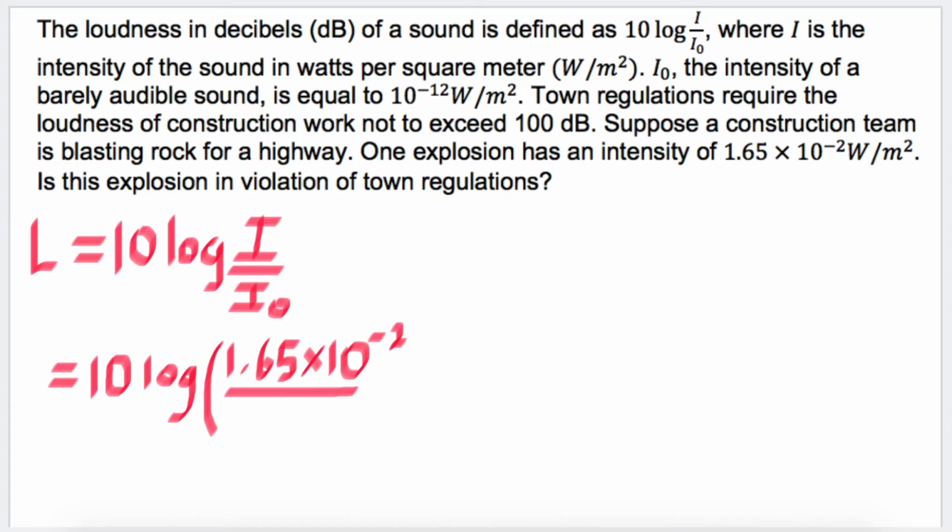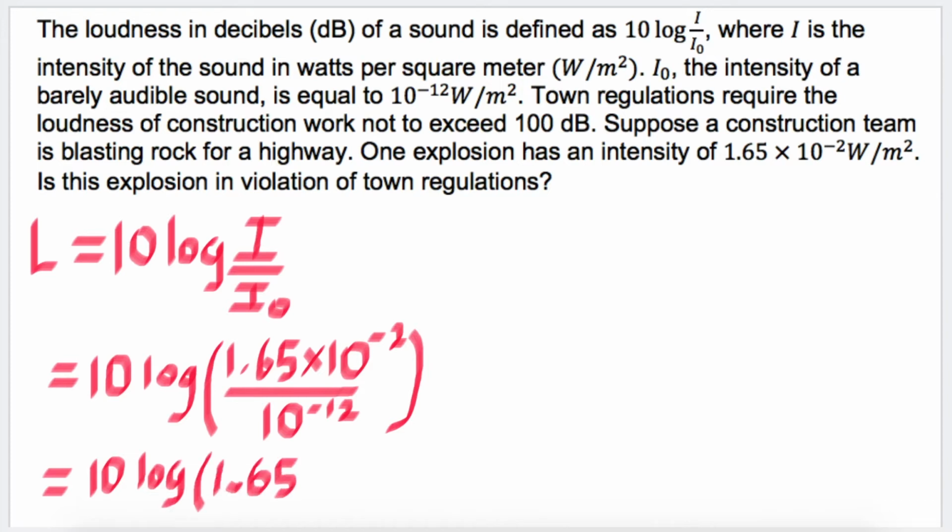And in the denominator, I have 10 to the power of negative 12. And then I'm going to simplify what's inside the parentheses by only subtracting the exponents because I'm dividing them. So I'm going to write the same thing outside the parentheses, 10 log parentheses 1.65 times 10 to the power of 10. So it's 10 because if you subtract negative 2 minus 12, you're going to get a positive 10.